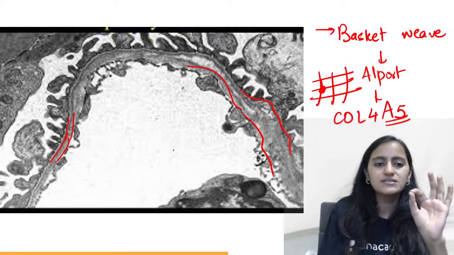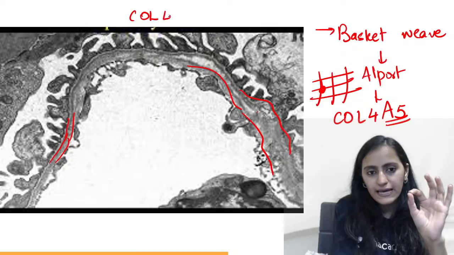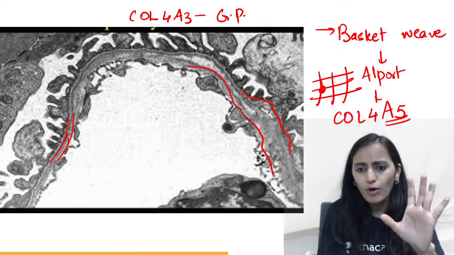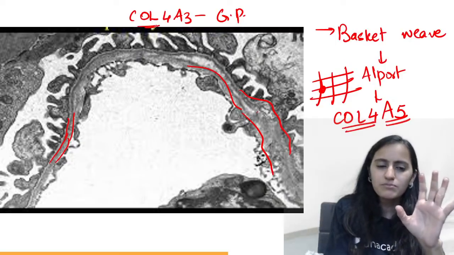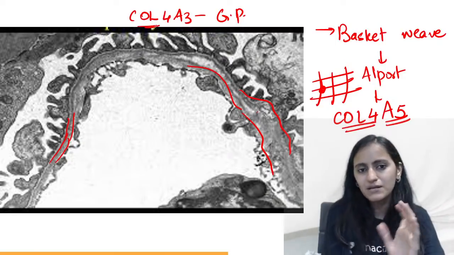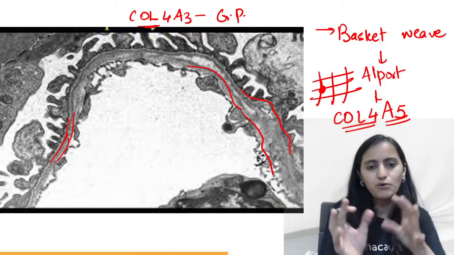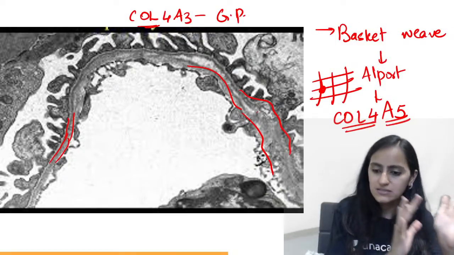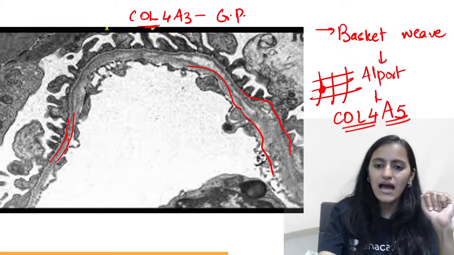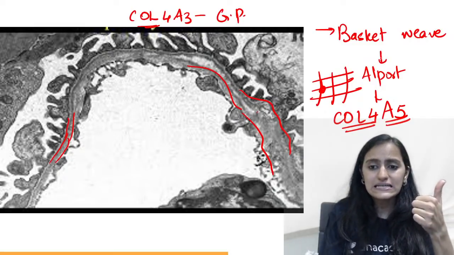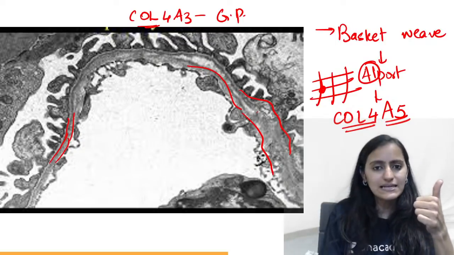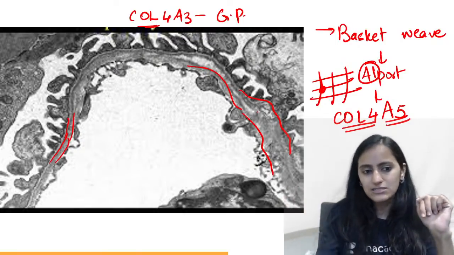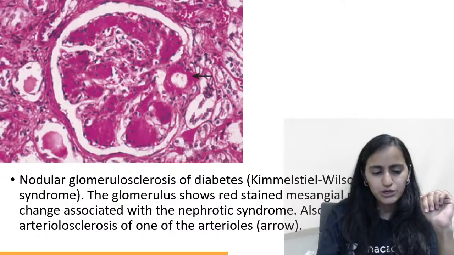In Goodpasture, it is COL4A3. Both of them are collagen type 4 because it is present in the basement membrane. Alport, alpha 5 chain; Goodpasture, alpha 3 chain. Okay, that is your Alport syndrome. Anterior lenticonus, sensorineural hearing loss, and the renal manifestations. That is what you will see.